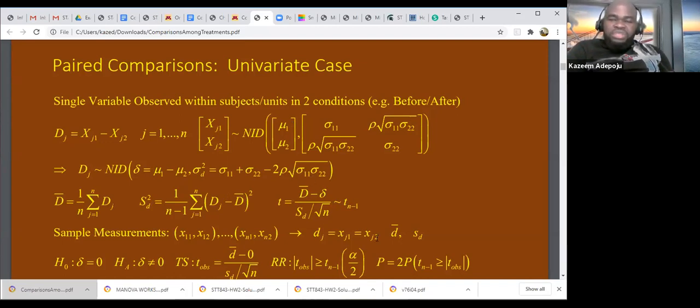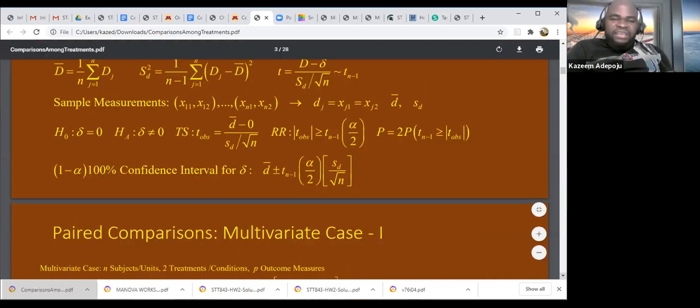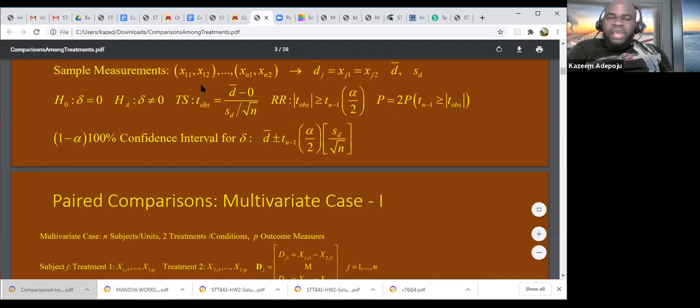Which means if I take a sample of measurements where I have two sets of variables, don't forget the first set of variables is going to be before, and the second set is going to be after. The number of units here should be the number of units here because they have to be matched. They have to be paired. I'm using the same set of individuals.